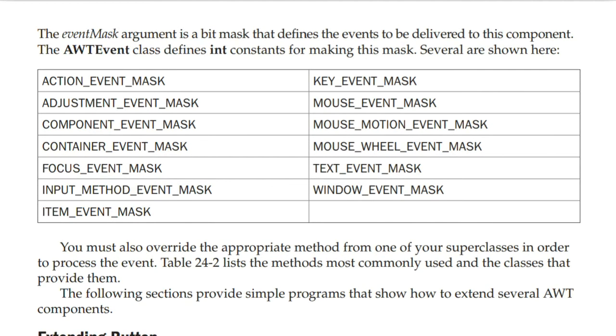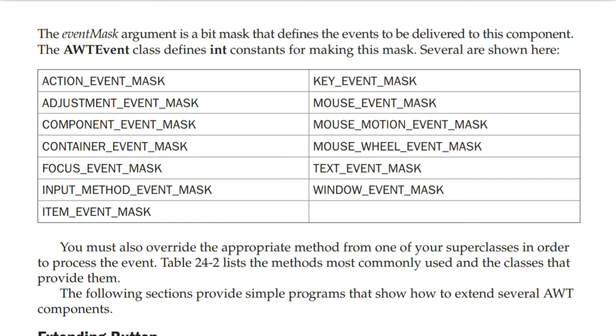The eventMask argument is a bit mask that defines the events to be delivered to this component. The AWTEvent class defines int constants for making this mask. Several are shown here: ACTION_EVENT_MASK, ADJUSTMENT_EVENT_MASK, COMPONENT_EVENT_MASK, CONTAINER_EVENT_MASK, FOCUS_EVENT_MASK, INPUT_METHOD_EVENT_MASK, ITEM_EVENT_MASK, KEY_EVENT_MASK, MOUSE_EVENT_MASK, MOUSE_MOTION_EVENT_MASK, MOUSE_WHEEL_EVENT_MASK, TEXT_EVENT_MASK, WINDOW_EVENT_MASK.